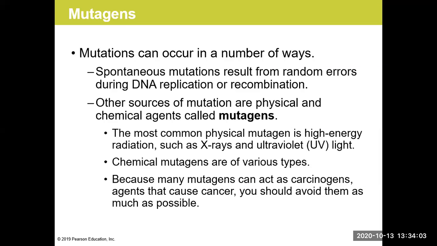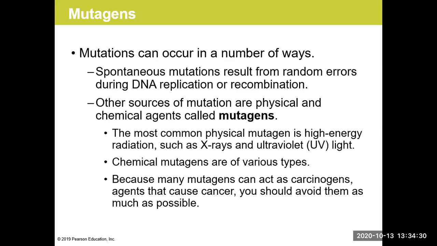How do mutations occur? They can occur in a number of ways. They could occur naturally, so that's a spontaneous mutation. It could occur because of random errors during replication or recombination. Whenever DNA is replicating or being transcribed, something can go wrong naturally, and that's a spontaneous mutation. The second method by which mutation can occur is when it is induced by a physical or a chemical agent, and those agents are known as mutagens.